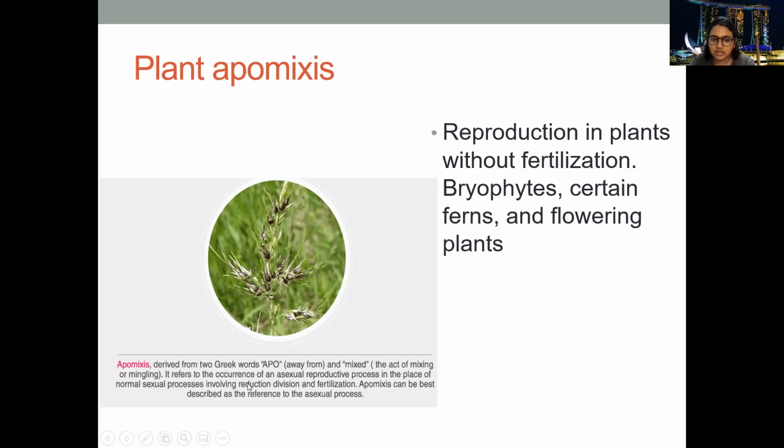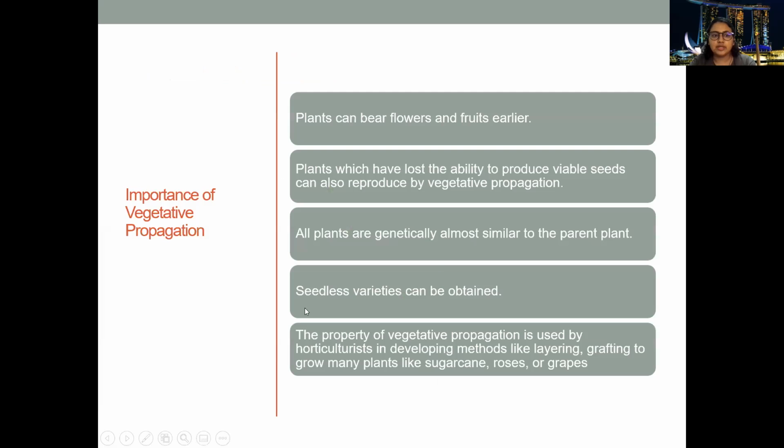So sexual reproduction involves meiosis and fertilization, right? But in case of apomixis, since there is no involvement of gametes or fertilization, there is no meiosis, no cell division, no fertilization. So apomixis can best be described as an asexual process. Okay, now come to the next point.